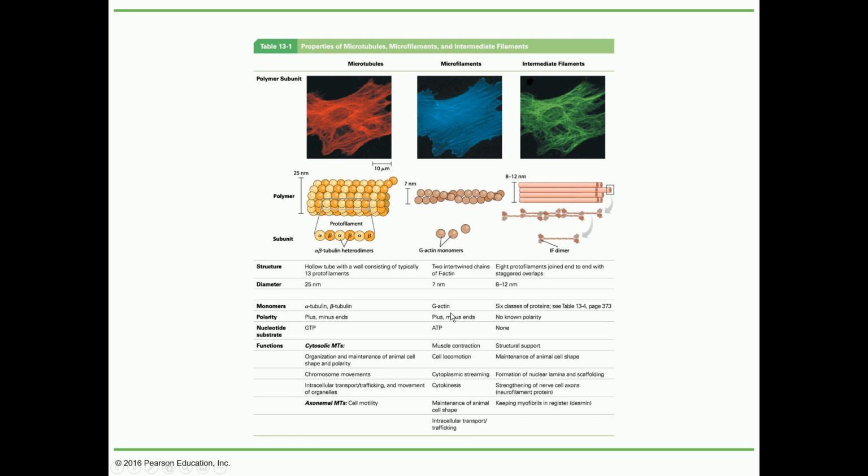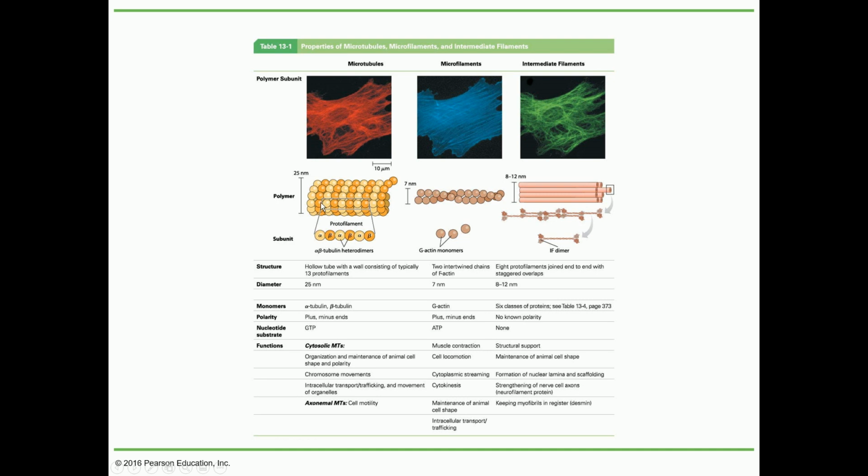So this table basically shows you the differences between the three cytoskeleton filaments. These are microtubules, these are microfilaments, and these are intermediate filaments. You can see the shape of the microtubules. They are like hollow tubes, with a wall consisting typically of 13 protofilaments. Sorry, not microfilaments, it's protofilaments.